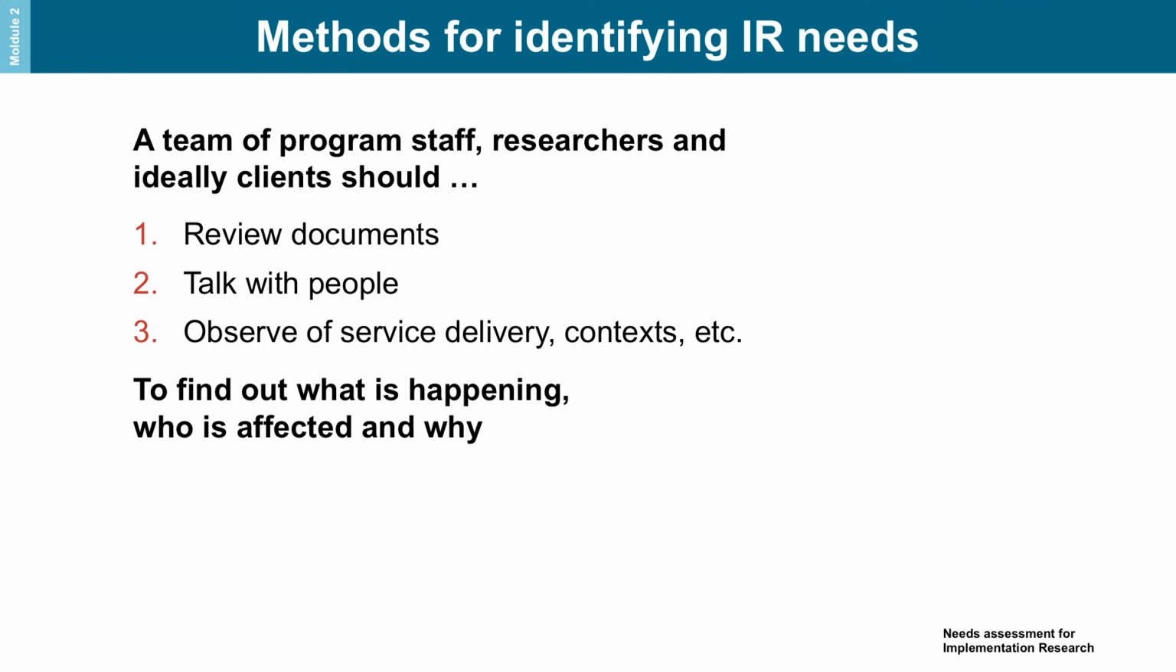And finally, we're interested in gathering information through observing. We will go to the place where the service is being offered. We'll see what's happening there. We'll go to the community where there are community interventions being delivered and see what's happening. So together as a team, we will work together and find out what is happening with this particular program. We're going to be looking at who is affected. Are we reaching the right people or not? And why is this program succeeding or not? In other words, why we might need to develop and try a new intervention.